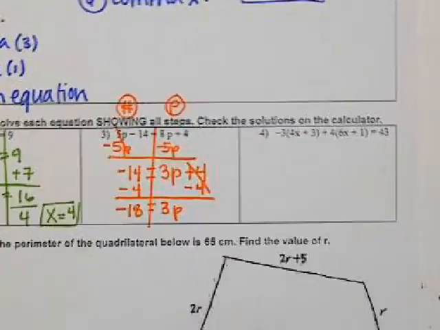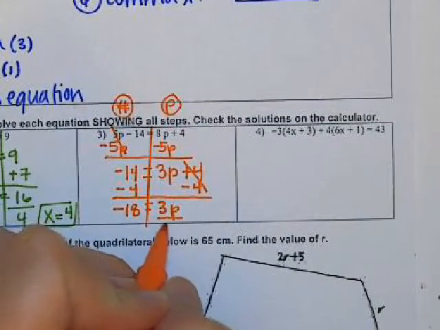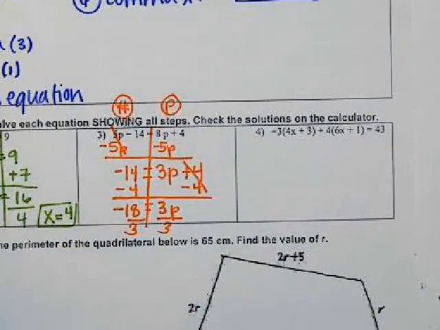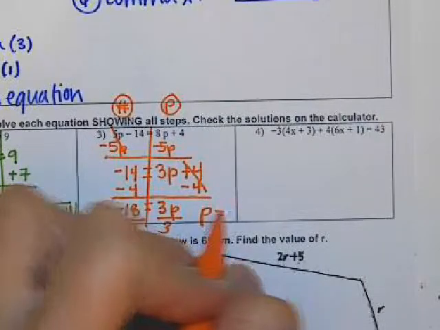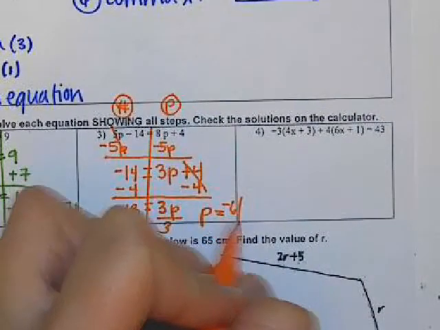Now what? Subtract or divide 3? Divide by 3, because that's in front of the p, and I need to get rid of it. P equals what? Negative 6.